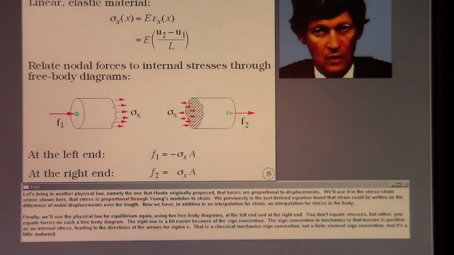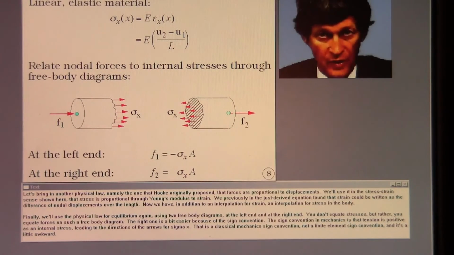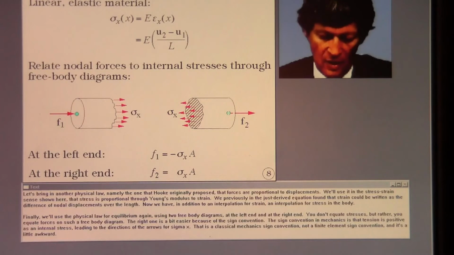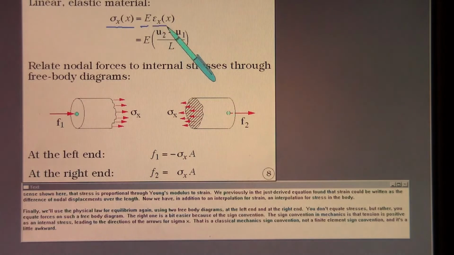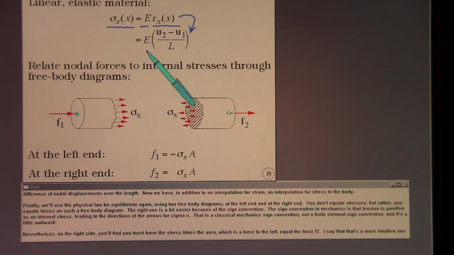Let's bring in another physical law, the one that Hooke originally proposed, that forces are proportional to displacements. Now we'll use it in the stress-strain sense shown here, that stress is proportional through Young's modulus to strain. In the just derived equation, we found that strain could be written as the difference of nodal displacements over the length. So now, in addition to an interpolation for strain, we have an interpolation for stress in the body.